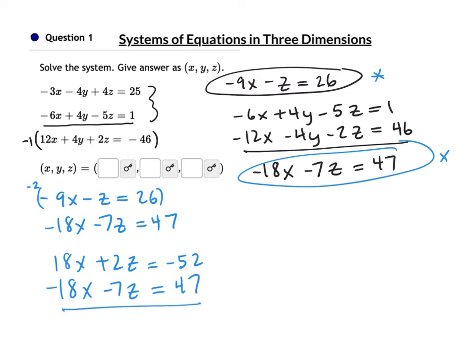When we add, we get negative 5z equals negative 5. Divide by negative 5, and we get z equals 1.